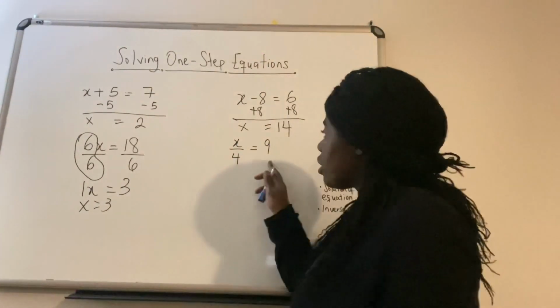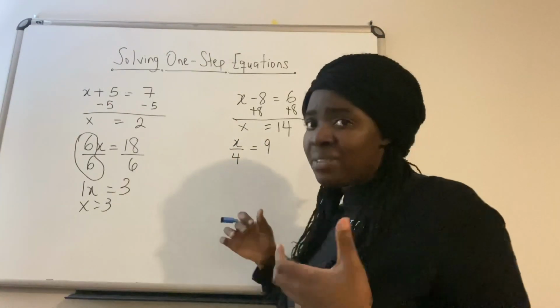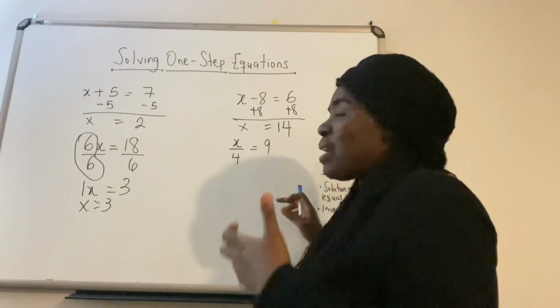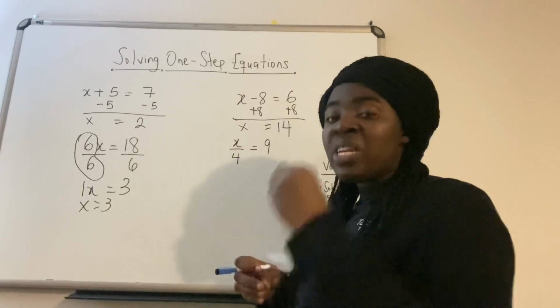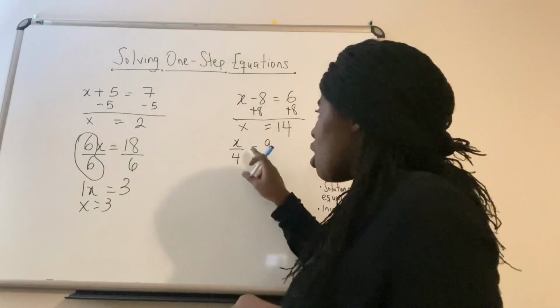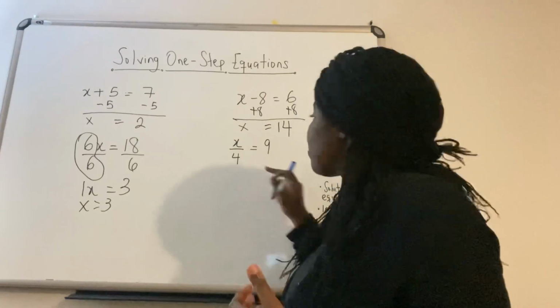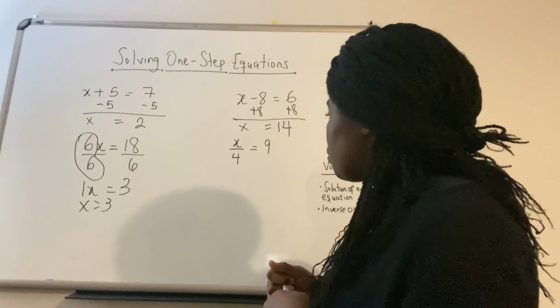All right, so we're going to go over to this one. Here we have x over 4 is equal to 9. Another way of seeing this is x divided by 4 is equal to 9. Now I'm saying divided by, so we see that there's an operation going on and that we need to undo that operation. So our operation here is division. And how do you undo division? You multiply.